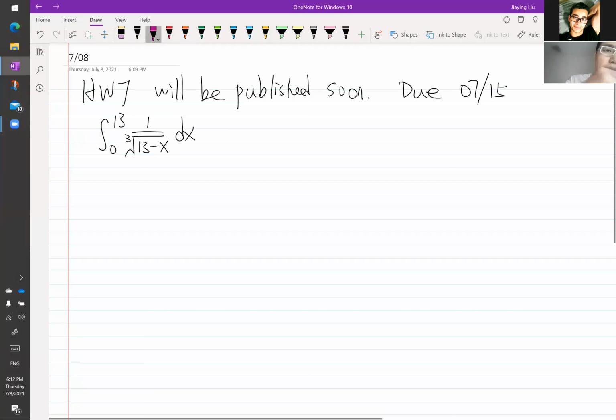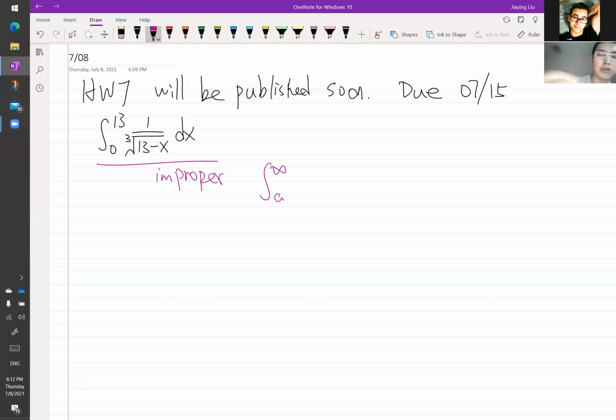To know that it's an improper integral, you have two ways, right? One is that you have an infinity in that interval that you're integrating over. The other one is that you have an infinite discontinuity. Basically, you have a vertical asymptote somewhere. But just looking at the denominator, we have cube root of 13 minus x. We know immediately that x cannot be 13. If you put 13 there, you get 0 in the denominator. So we know that x equals 13 is a discontinuity.